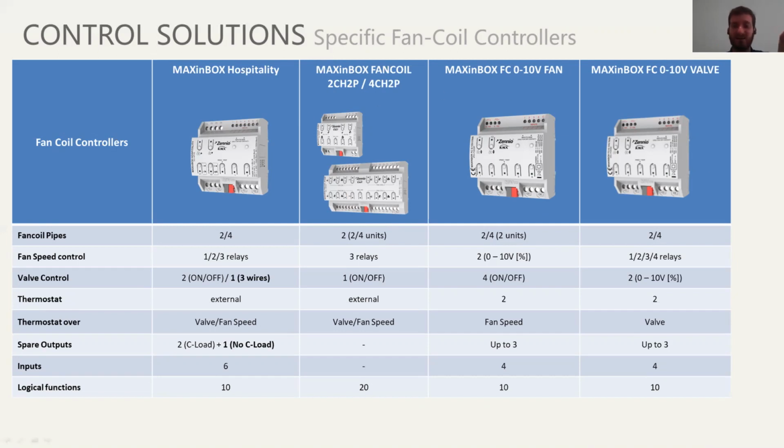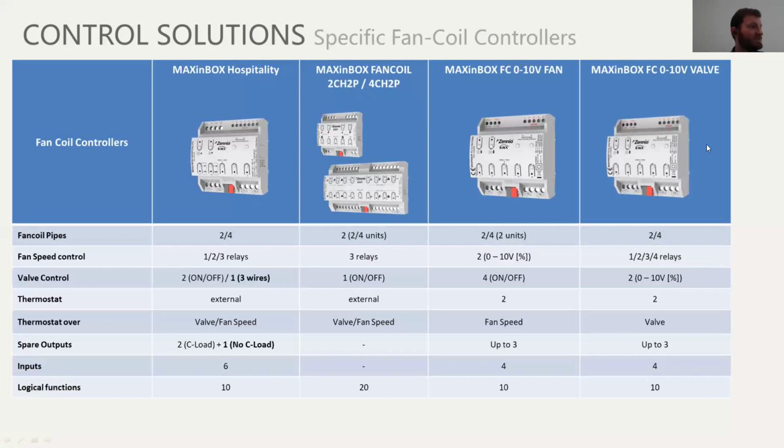So, a 0 to 10 volt output for the fan speed, and it can control up to 2 fan coil units. And the Maximum Box Fan Coil 0 to 10 volt valve is meant to control 0 to 10 volt valves and then control the fan speed via relays. Depending on how many fan speeds you have, you can have 1, 2, 3, or 4 relays for the fan speed. If you just use 2, then you have 2 spare outputs.